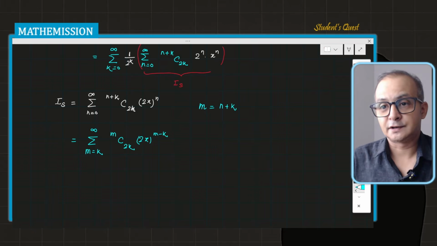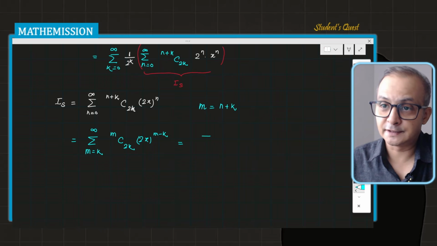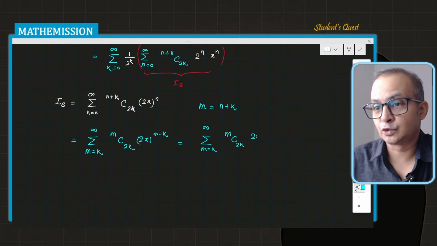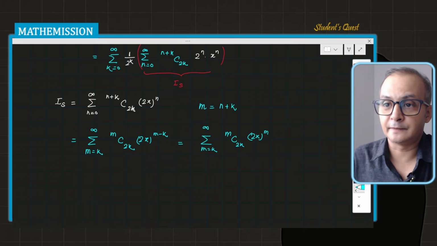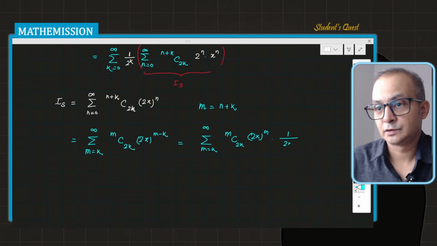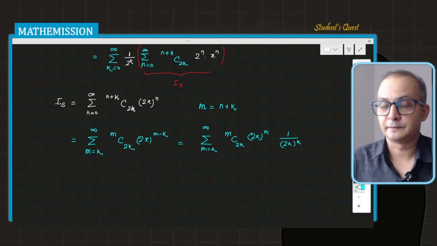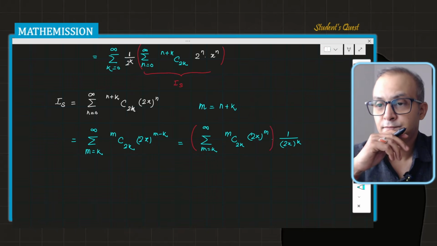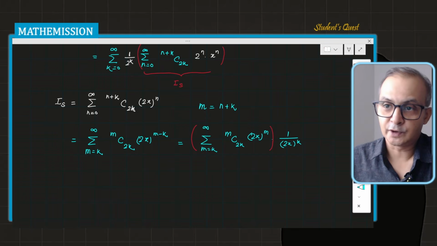What is the benefit of it? Let's see. The benefit of it is this one, that m is equal to k to infinity, and again I can write m C 2k, and this is going to be (2x) to the power m, and again I can take here (1 by 2x) to the power k. Now what is this thing? We have to be careful to understand. So if you can guess, you can pause the video here and see what is this quantity.